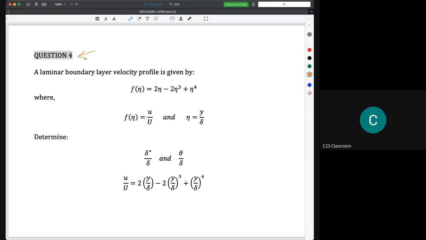So in question number 4, a laminar boundary layer velocity profile is given by f eta, function of eta, equal to 2 eta minus 2 eta cube plus eta by the power of 4. Okay, so the symbol of this one is called eta. So what happened to this one? So this is actually, we simplify the velocity distribution.